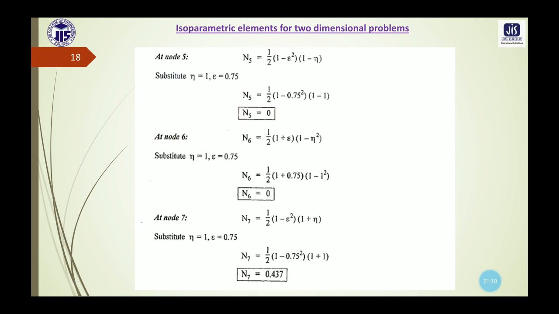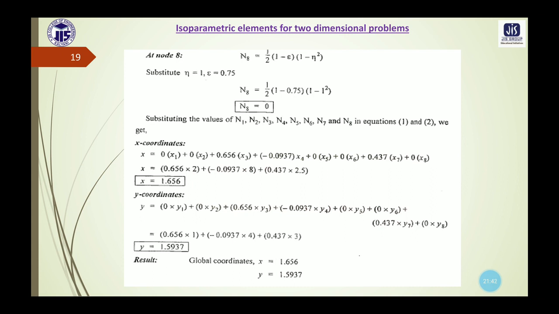Next, at node 7, the formula of the shape function is half into 1 minus epsilon square into 1 plus eta. If we substitute eta equals 1 and epsilon equals 0.75, then we are getting N7 equals half into 1 minus 0.75 square into 1 plus 1. If we calculate this part, finally we are getting N7 equals 0.437. And finally for node 8, the formula of the shape function is half into 1 minus epsilon into 1 minus eta square. Substituting eta equals 1 and epsilon equals 0.75, we get N8 equals half into 1 minus 0.75 into 1 minus 1 square. So finally the value of N8 equals 0.